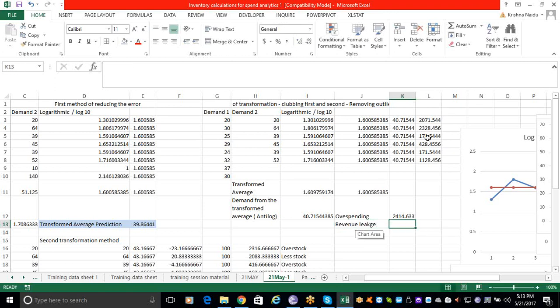What is revenue leakage now? So the first case, 30 and 40. Yes, this is revenue leakage. And 45, this is revenue leakage. And 52 and 40, this is revenue leakage. Okay, so let's compare the previous and this.